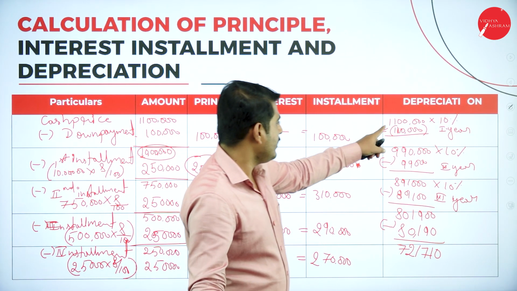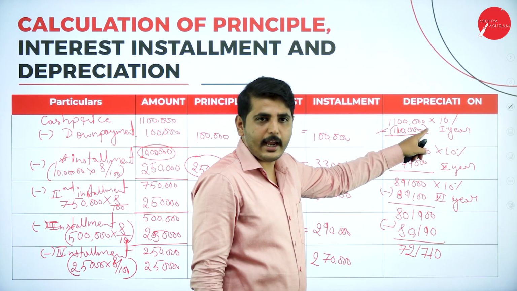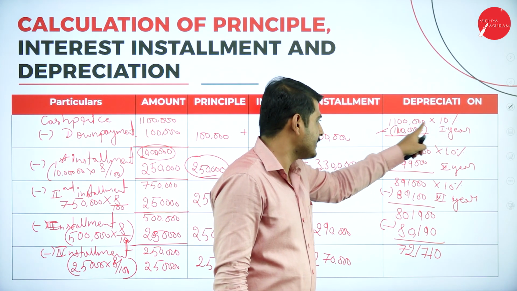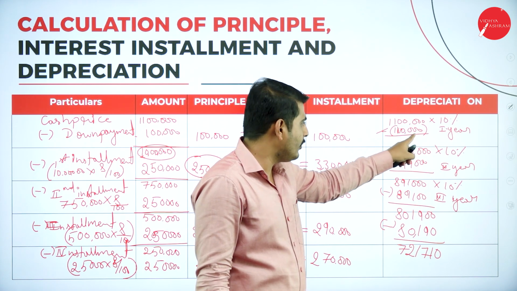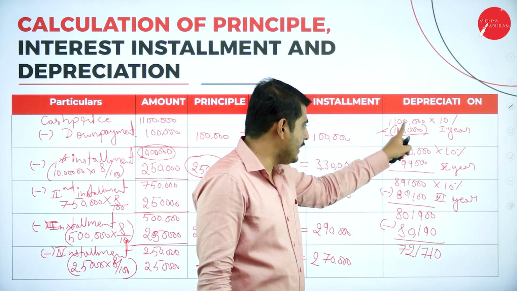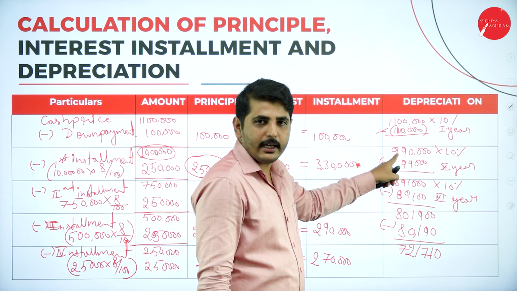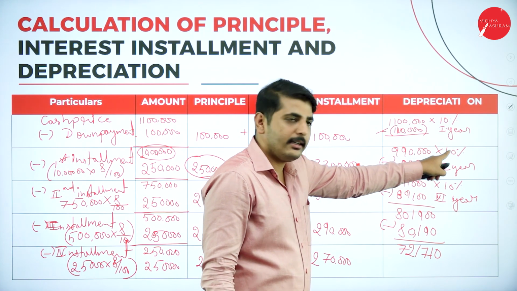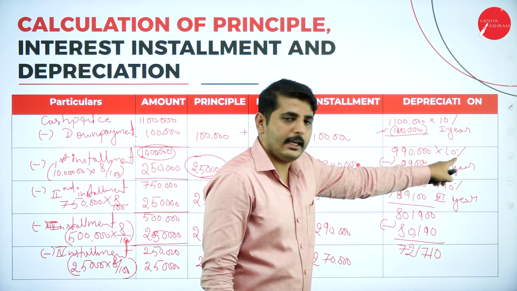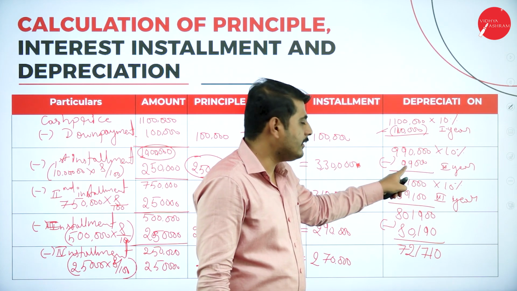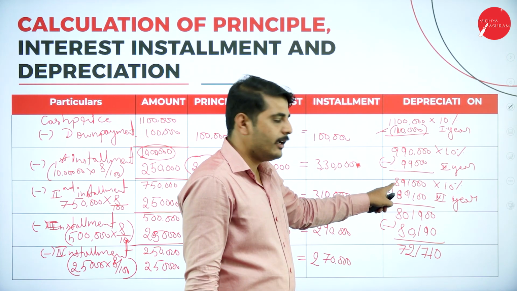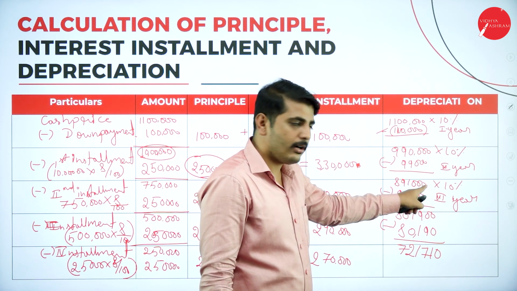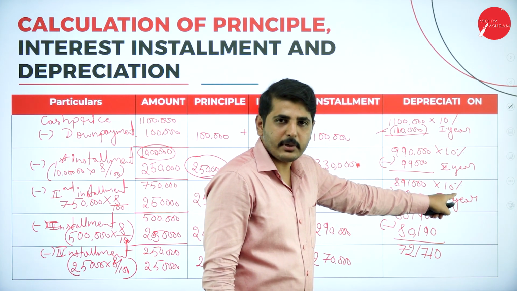See, in the first year 11 lakh is the cash price. On 11 lakh 10% is 1,10,000. This is for the first year depreciation. Deduct 1,10,000, we will get 9,90,000. Again 10% we have to calculate on 9,90,000. You will get 99,000. Deduct this, you will get 8,91,000. On that amount, we have to calculate the 10% depreciation.